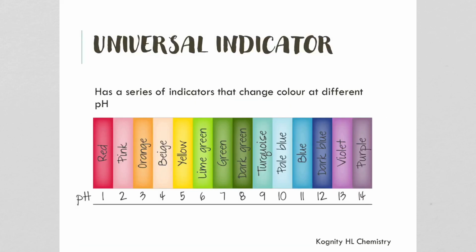So universal indicator is kind of fun. We sometimes use universal indicator paper, and then you can actually find out the pH range of something. So it actually has a series of indicators built in that change color at different pHs. So pH 1 would be red, and then it goes through the whole rainbow of colors all the way up to purple. So blues and purples tend to be bases, and reds and yellows tend to be acids, and then in the middle range is the greens and the teals. So those are more middle of the range.